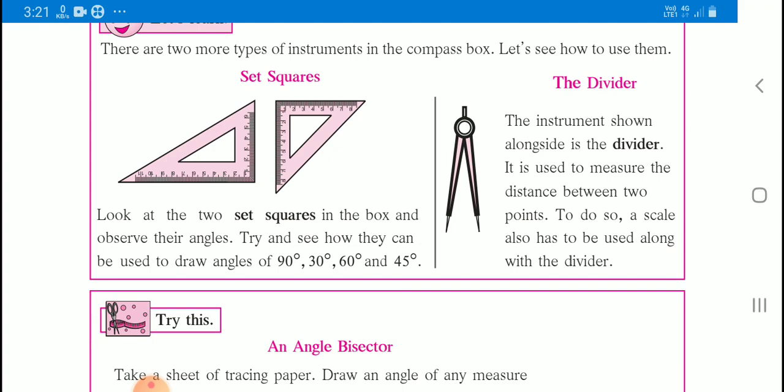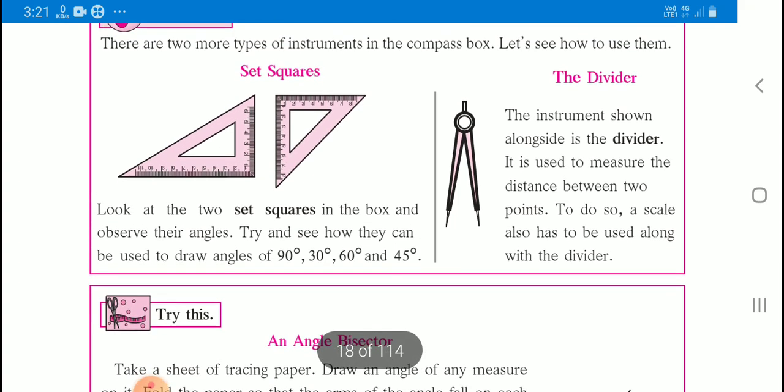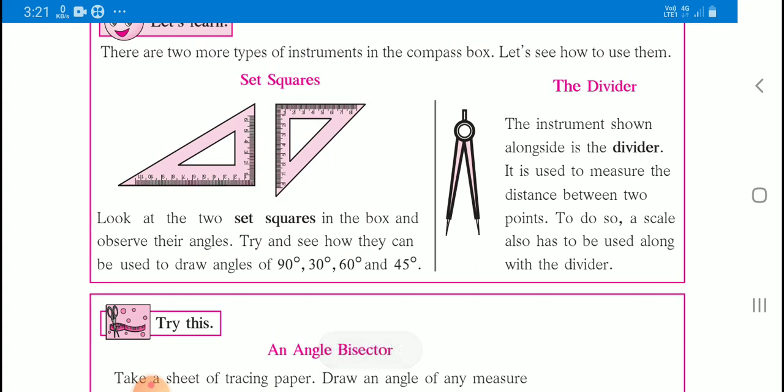look at the two set squares in the box and observe their angles. If you will see these set squares, then you can draw the angles of 90 degree, 30 degree, 60 degree and 45 degree by using the set squares.